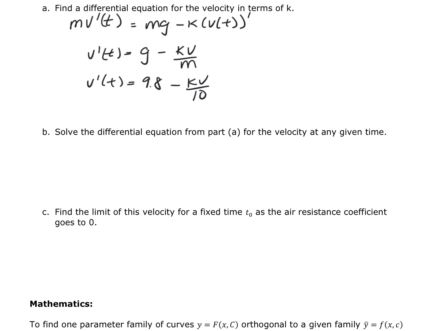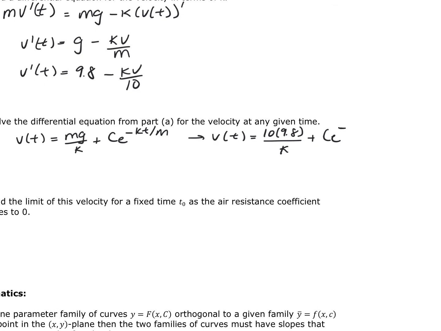Now we want to solve the differential equation from part A, which was what we just found, for the velocity at any given time. Now we know that v of t is going to be equal to mg divided by k plus c e raised to the negative kt divided by m. We know what m is. m is 10, and we also know what g is, so v of t is 10 multiplied by 9.8 divided by k plus c e raised to the negative kt divided by 10.